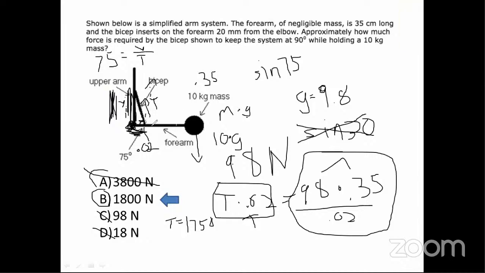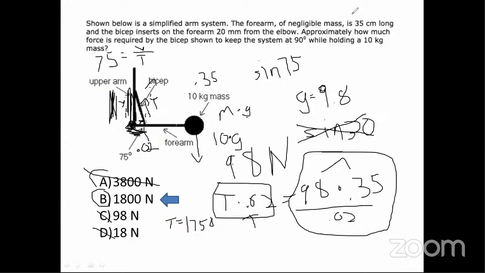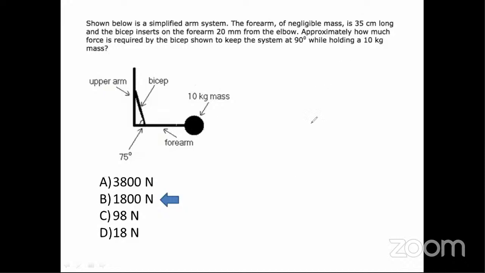Mark, could you rewrite that again? Which part? To solve that variable for T, because I'm pretty sure a lot of people are still trying to figure out how you did that. Yeah, thank you. No problem.